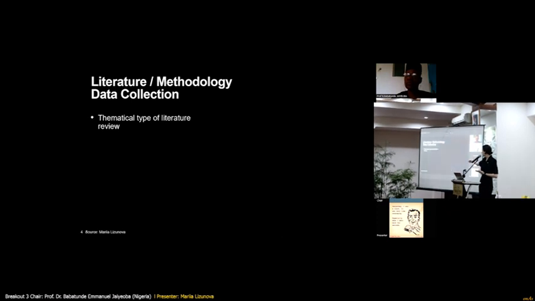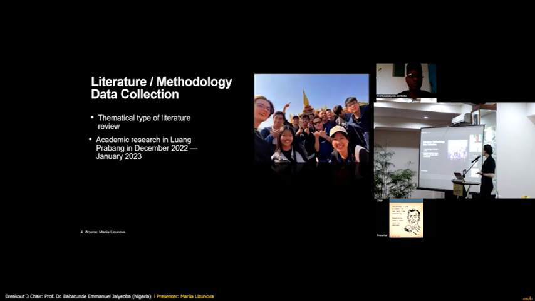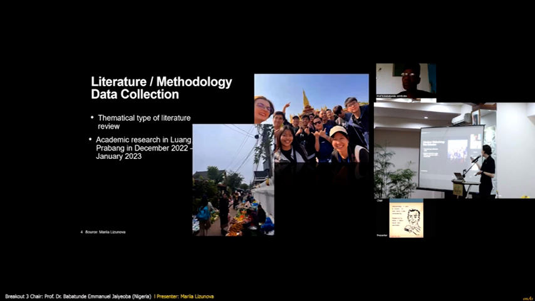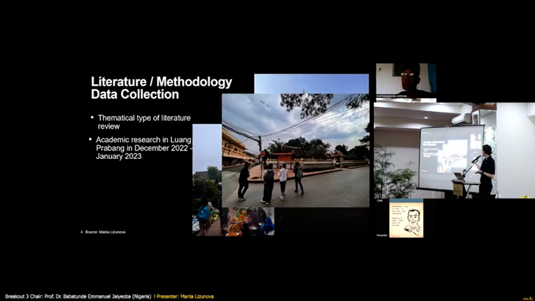Now for collecting information, it was my academic research in Luang Prabang this December. We participated there together with my colleagues from Supakon University, who visited Luang Prabang in person. We had a lot of surveys and observations in real time. So you can see my colleagues and how we looked there.